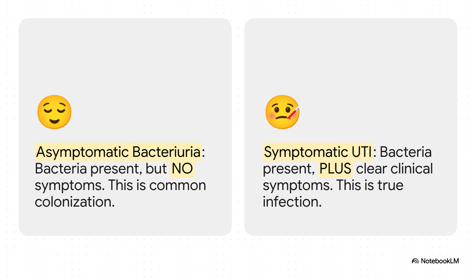Now, this right here is the cornerstone of CAUTI management. On the left, we have asymptomatic bacteria. Think of it as colonization. The bacteria are there, you'll find them in the urine, but the patient feels fine. No symptoms. Honestly, this is almost universal in patients with long-term catheters, and we generally do not treat it. On the right, that's the real deal, a symptomatic UTI. You have the bacteria, plus the patient has clear signs of being sick from it. This is what we hunt for and what we treat.